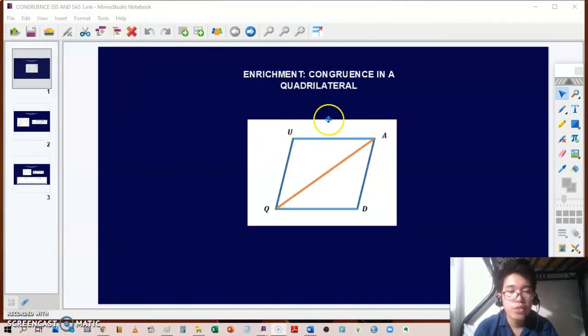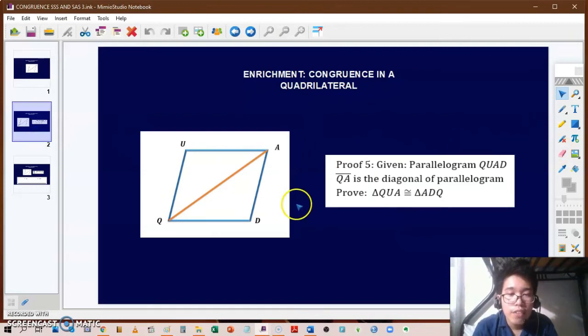Okay, so for our enrichment activity, we want to try to prove whether the two triangles inside a quadrilateral are congruent. This is leading to the congruence of different types of quadrilaterals, which is the main chunk of our lesson for our geometry subject for this second quarter.